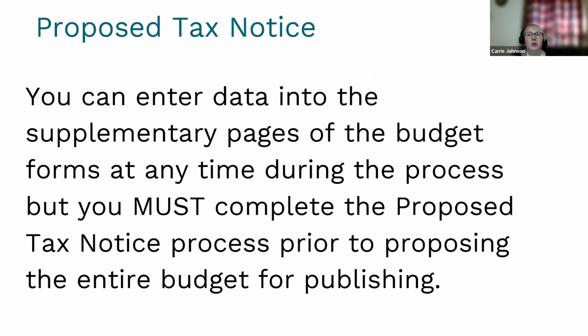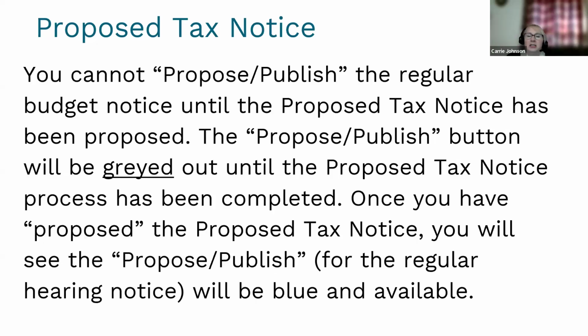As you're working on that piece of it, you can enter all of your revenues and expenditures on the other tabs. The budget itself requires the actual year data from your county annual financial report. You enter in the current year data. You can plug all that in whenever you're ready to. But the only thing that needs to be done by March 5th is the information for that property tax notice.